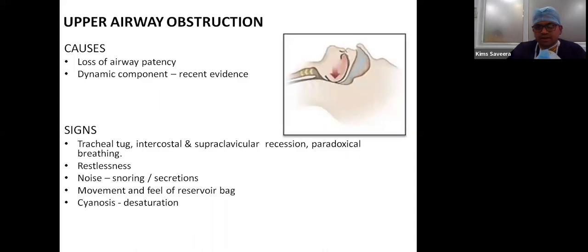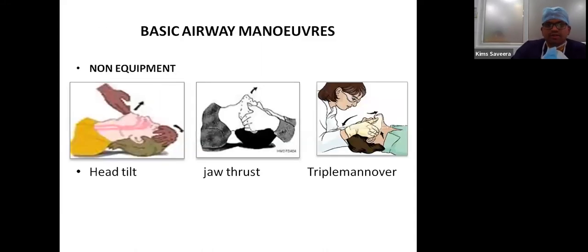And how can we prevent this upper airway obstruction? When we don't have devices around us, even then we can do a simple head tilt. If you tilt the head upward, then the airway becomes patent, or just a jaw thrust, holding at the angle of mandible and lifting it up, will cause opening of the airway. Or there is the triple maneuver, where we lift up the jaw at the angle of mandible and open the mouth. These are the simple basic techniques of three airway maneuvers by which we can make the upper airway patent.